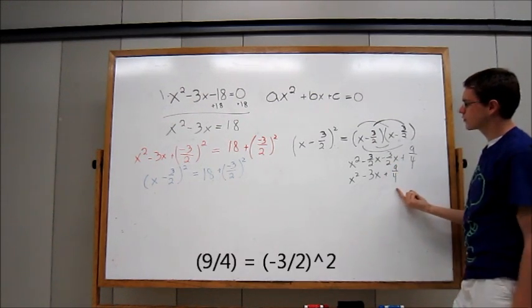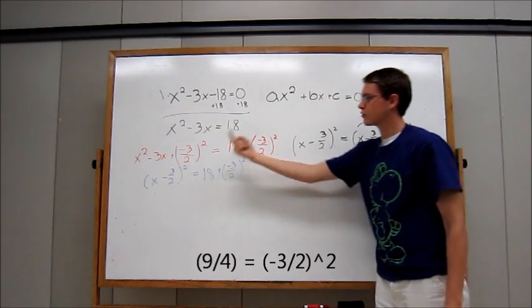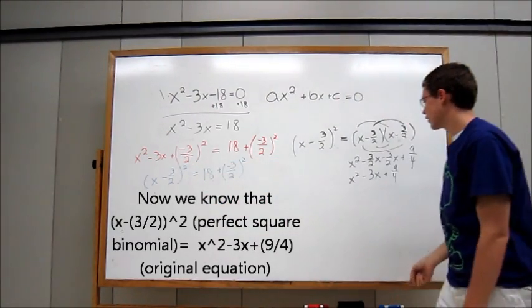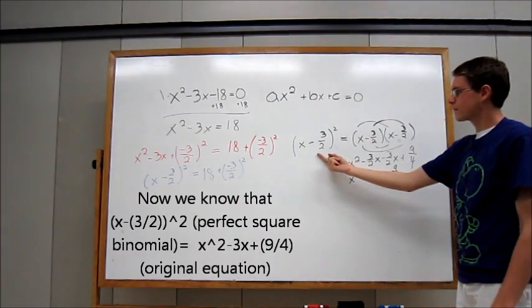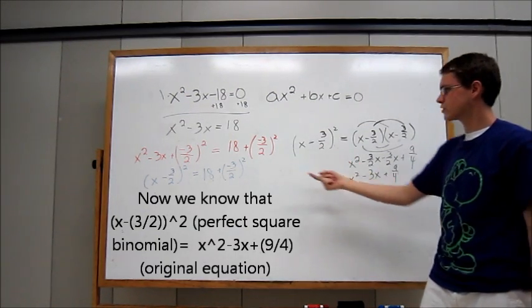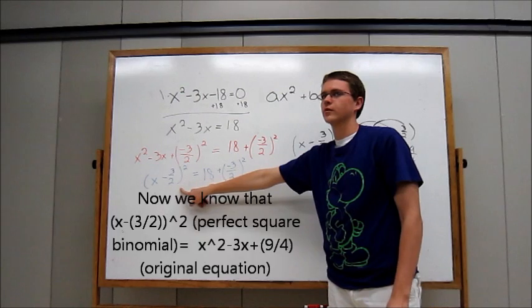Which, if you look at 9/4, is the same thing as over here when we took half of b and squared it and added it to both sides. So when you FOIL this, it gets out to this. So instead of showing all this work, you can just make it right into the perfect square binomial.